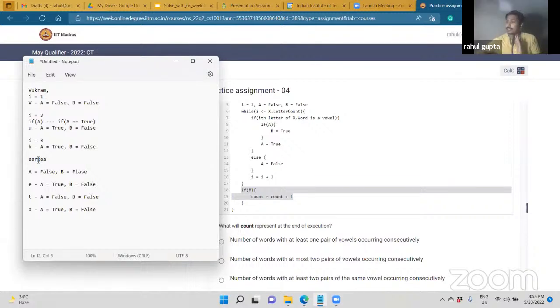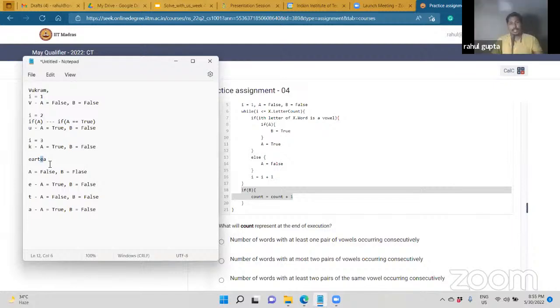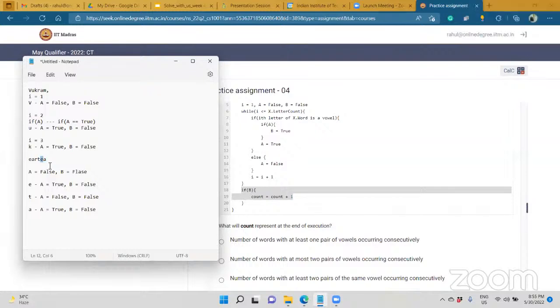What about this T? A will become false, but B is always true. B is still true, right? Yes, sir. B will remain true, but at T, A will become false. Remember that. Yes, sir. For E again, A is true and B is true.